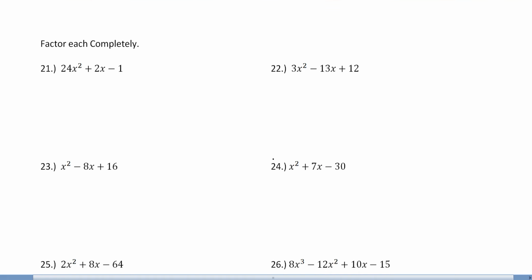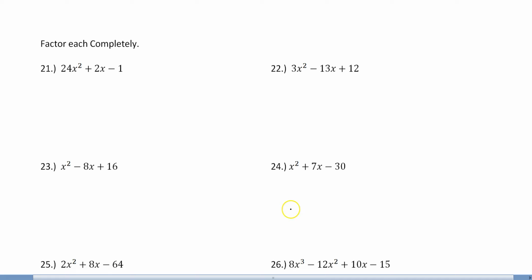For these guys, it says factor completely. And remember the progression we go through. We look for greatest common factor. Then we count the number of terms. If it's 4 terms, we go right to factoring by grouping. If it's 3 terms, we build a bridge. If it's 2 terms, we look for our special case of difference of squares.